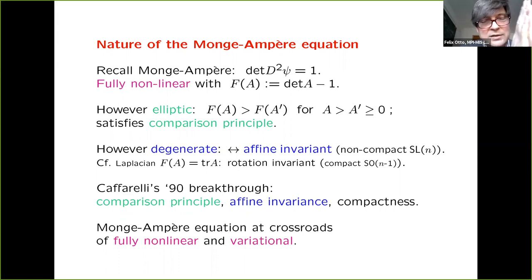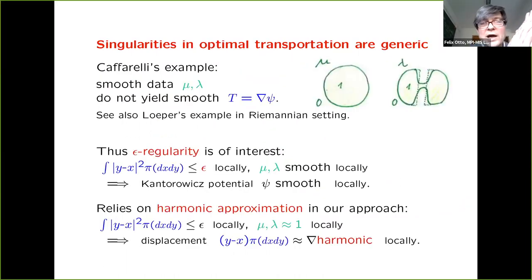So in a certain sense, that makes the Monge-Ampère equation so interesting and so important because it's at the crossroads of two types of nonlinear PDE. I mean, the theory of fully nonlinear PDE on the one hand, and on the other hand, it's also a variational problem because, as I explained, it arises as the Euler-Lagrange equation in optimal transportation. And in this talk, I will focus on this variational side. So why is regularity theory for this equation interesting?